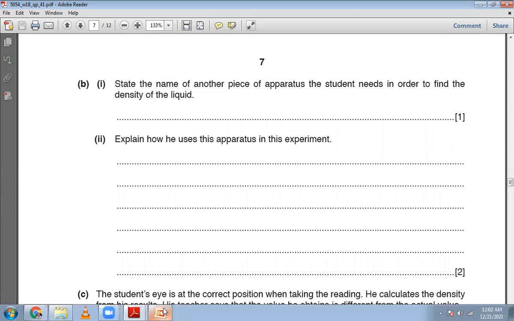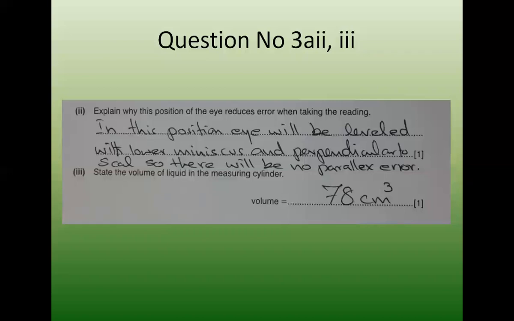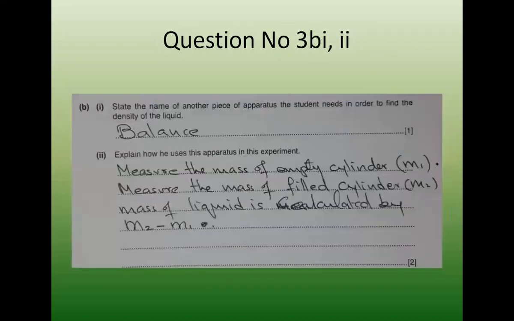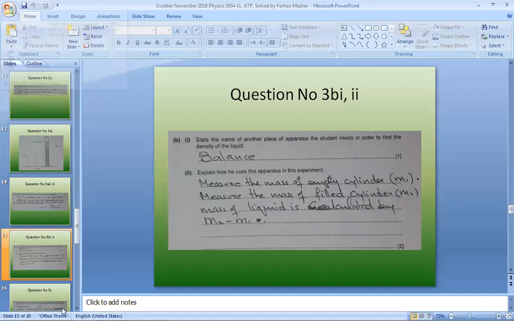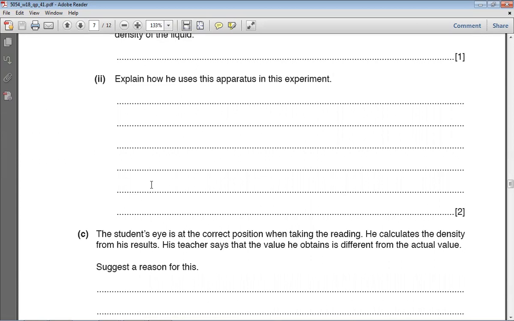Okay. So B, 78 centimeter cube is the reading. So state the name of the piece of apparatus. The student needs a balance. Okay. So the next question is explain how he uses this apparatus in this experiment.